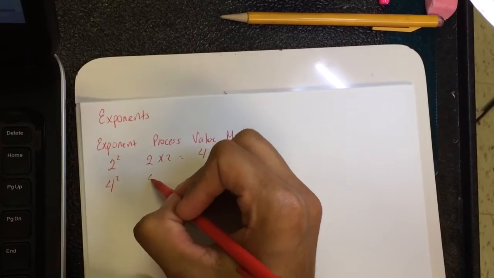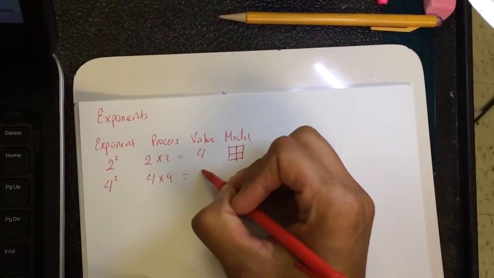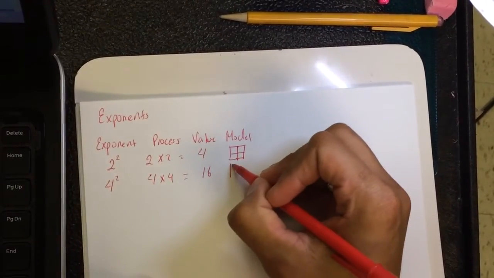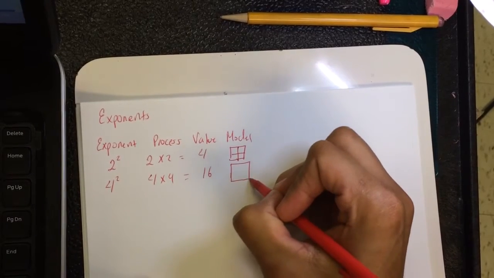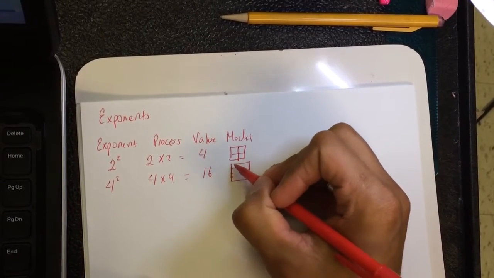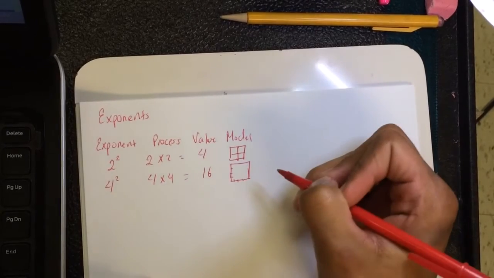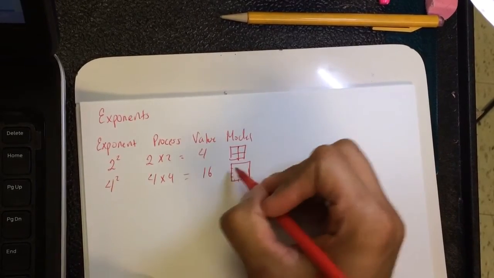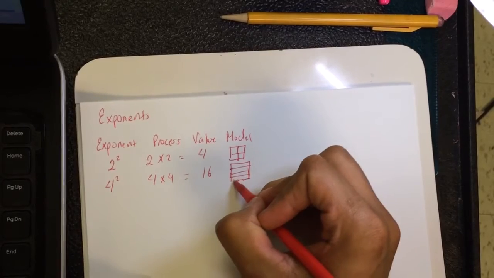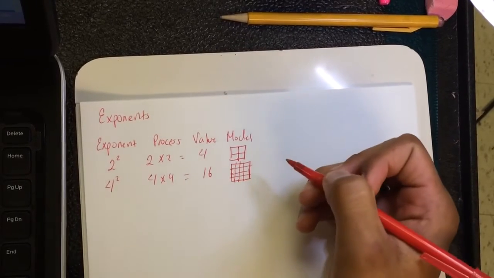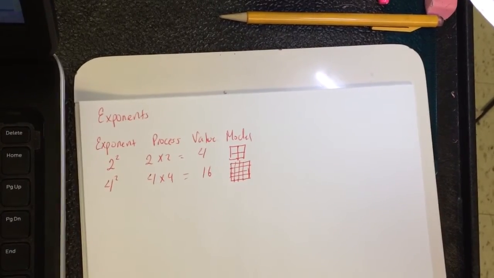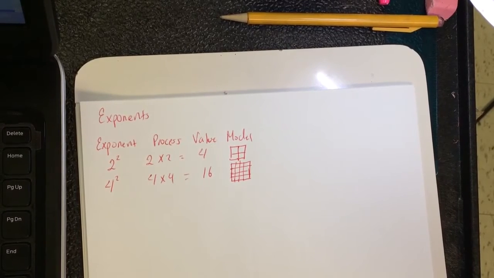4 times 4. What is the answer? 16. So draw 16 boxes. We do 1, 2, 3, 4, and then draw your arms. Draw a square. It's a square. Now look at it. The reason why it's a square is because it has 4 squares at the bottom and 4 squares on the side, correct? So when you multiply 4 times 4, you get the total of all the squares.